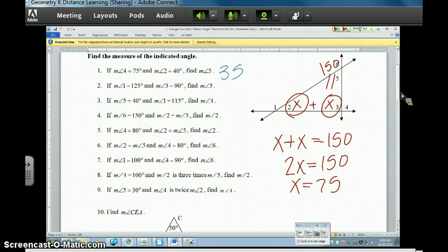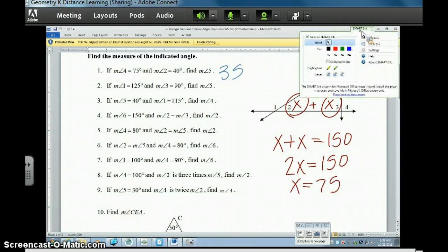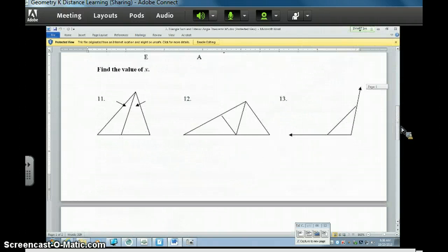All right, next one, number 12. Find the value of x. So we have a little bit of information here. We've got an angle of 20. We've got an angle of 80. For this worksheet, all we're using are the angles of a triangle add up to 180, and we're using our remote interior angle theorem. So those are the two things we're using.